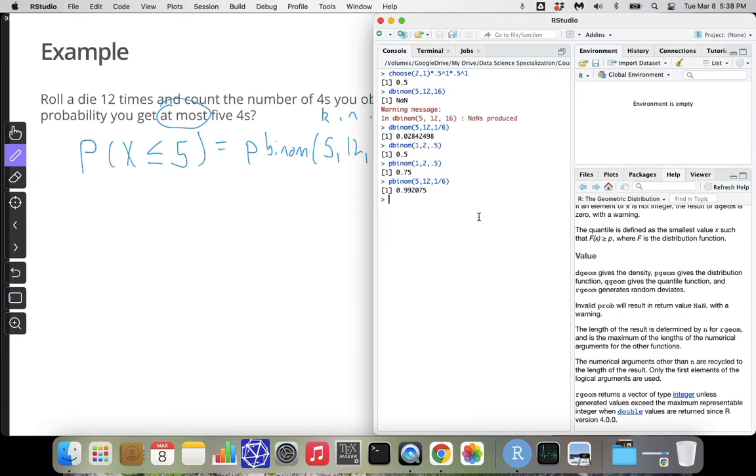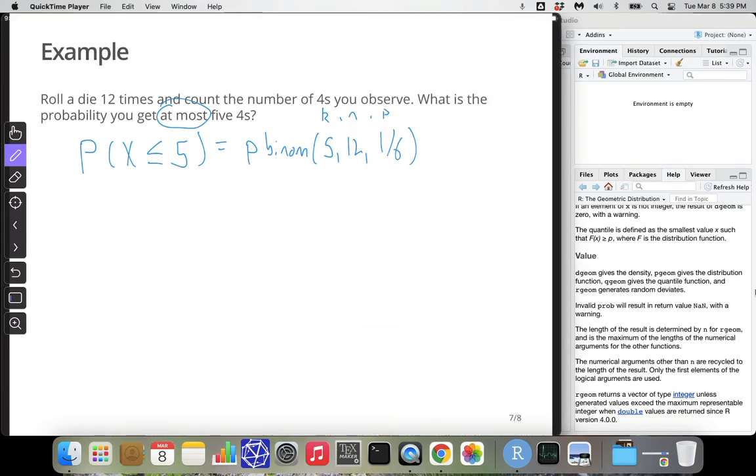So the probability that you get at most 5 4s is about 99%. So you're almost certain to get at most 5 4s. This makes sense. If we're rolling a die 12 times, we expect about 2 4s on average. Any more than that, and things start to get relatively rare. What was the pbinom 1, 2, 0.5 telling us? That's the probability of at most 1 heads out of 2 coin flips, and there's a 75% chance of that. No surprise on that one either.